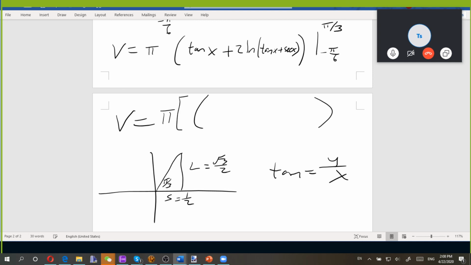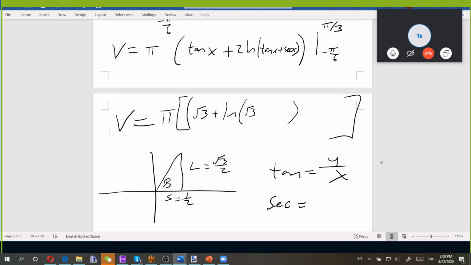I might do this. 2 root 3 over 2. So this is going to be root 3 over 2 divided by 1/2. Isn't it just root 3? Yes. Root 3. Okay, plus the natural log of, and you already told me what the tangent of pi thirds was, that's root 3, plus the secant at pi thirds.